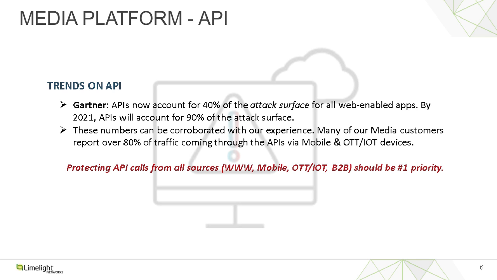So if there's one thing I can impress on you from this webinar, it is that protecting the APIs should be your number one priority when it comes to security. So if you don't know how your APIs are currently being protected, find out from your teams.